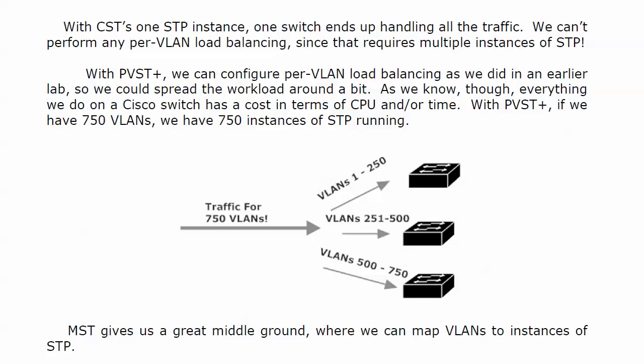With PVST Plus, we can configure per VLAN load balancing. We did some of that earlier. So we could spread the workload around a little bit. Seems a little more efficient. But as we know, everything we do in a Cisco switch has a cost in terms of CPU and or time. With PVST Plus, if we have 750 VLANs, we have 750 STP instances running. That's a lot of STP instances. MST gives us this middle ground where we can map multiple VLANs to single instances of STP.